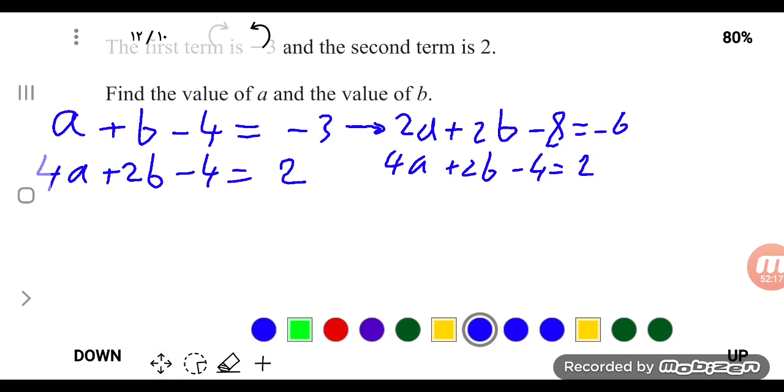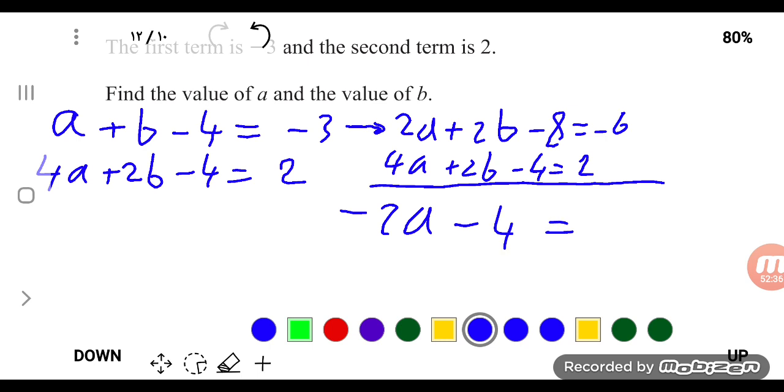Let me now subtract, elimination method. 2a minus 4a is -2a. 2b minus 2b is cancelled. Minus 4 minus 8 minus minus 4, you get -8 plus 4, which is -4. -6 minus 2 is -8.